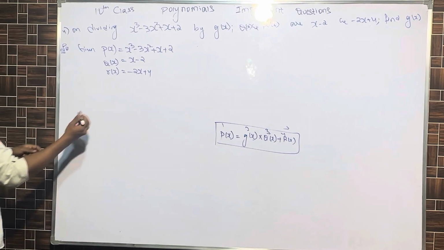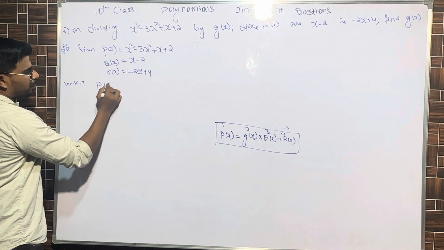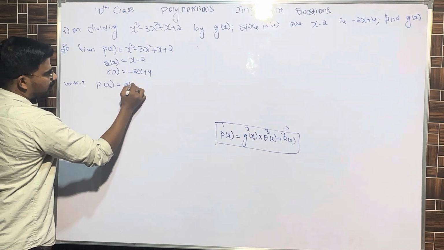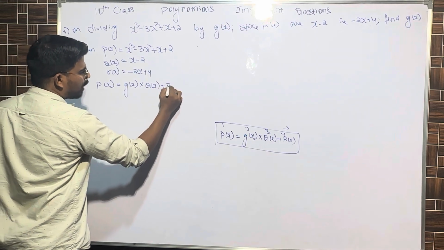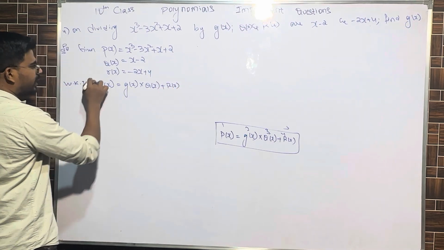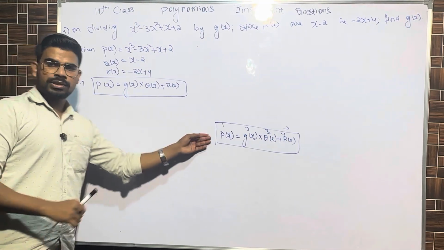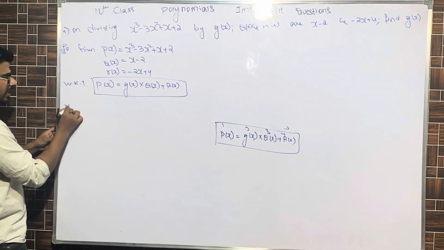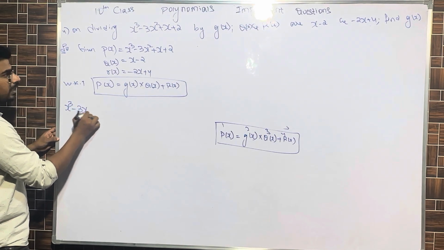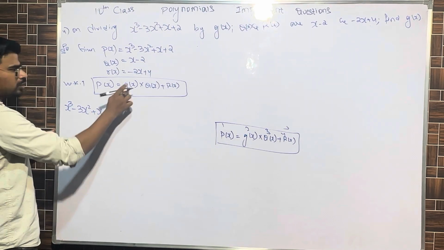How do we do that? Just write that formula. We know that p of x is equal to g of x into q of x plus r of x. You already know this formula. How do you know? I just gave you a few examples. So now let us substitute. What's the value of p of x? x cube minus 3x square plus x plus 2 is equal to g of x, which you don't know.